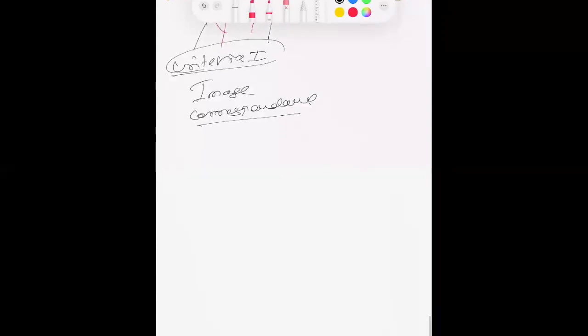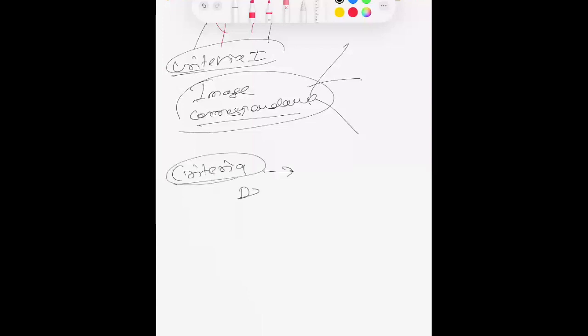So this is image correspondence. This is criteria number one. So today we have learned the criteria number one, that is image correspondence. In the image correspondence, we have large, medium, and small Tai Chi. Then we will learn the second criteria. The second criteria has been explained by Dr. Tan. That is called channel correspondence.